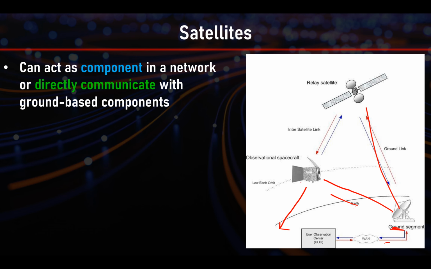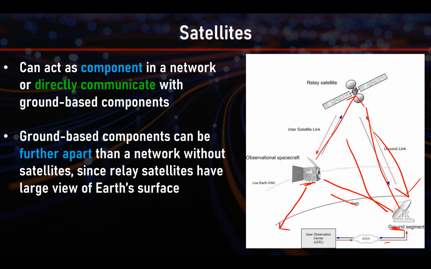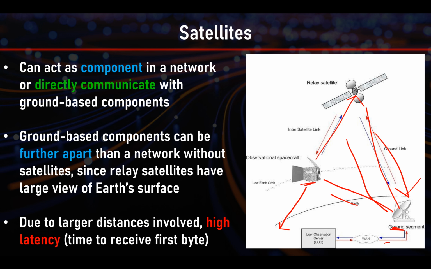Or you could have it where it's going to go to this satellite, then it's going to go to this relay satellite, sort of higher altitude. Then from this relay satellite, of course, it can go back to, let's say, this or another ground-based component. So ground-based components can be further apart than in a network without satellites, since the relay satellites are probably going to be geostationary. They're going to have a large view of the Earth's surface.